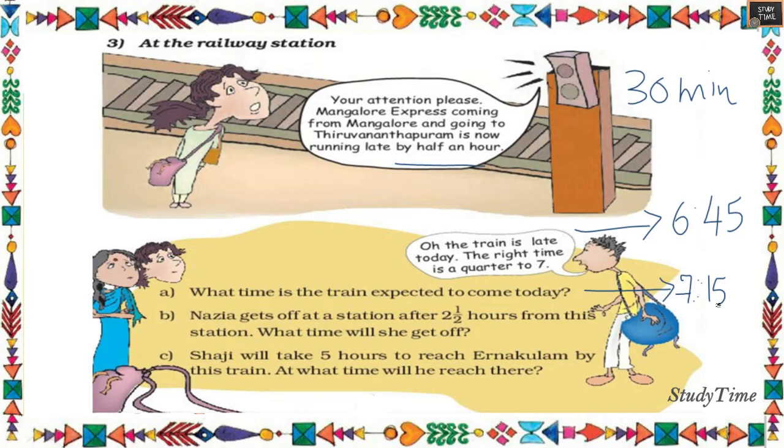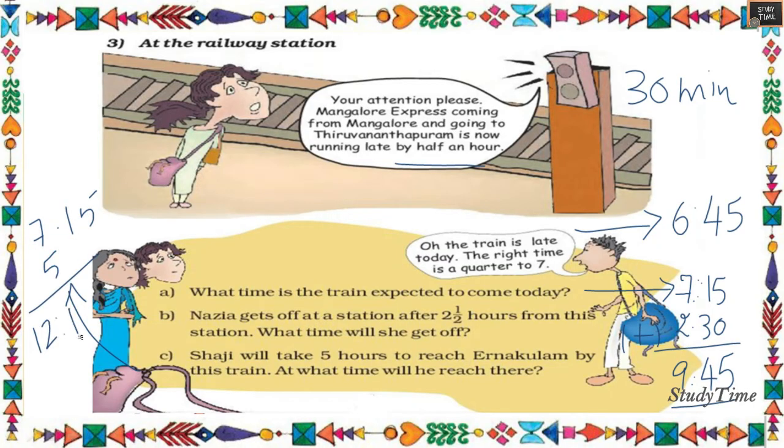Nazia gets off at the station after 2.5 hours. So after 2.5 hours, she gets off. So she will be getting off at 9:45. Shaji will take 5 hours travel. So 7:15 plus 5, you will be getting 12:15. So here it is 12:15. Here it is 9:45.